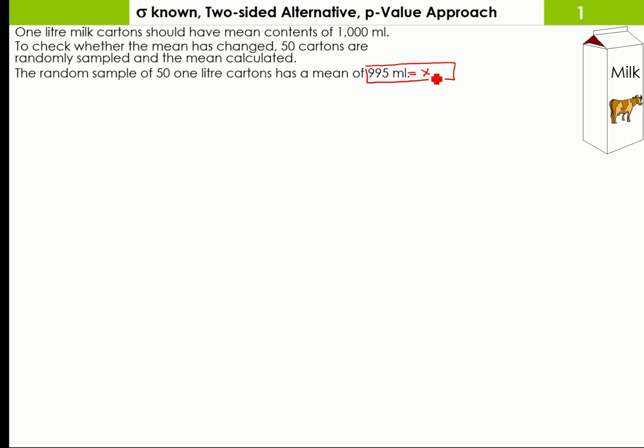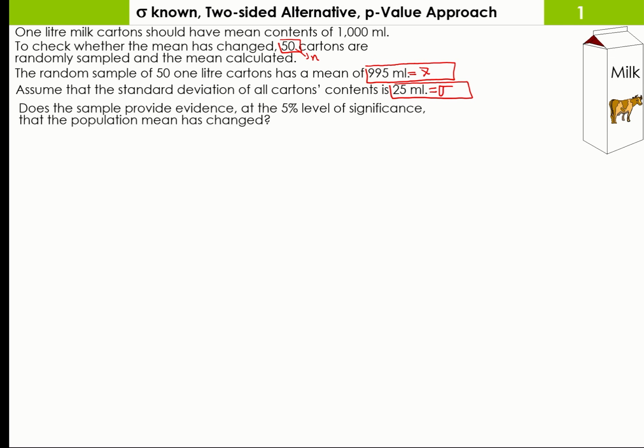Because it is the mean of the sample, we denote it by x bar, and this 50 is our sample size here. Assume that the standard deviation of all cartons content is 25 milliliters. Since it is the standard deviation of all cartons, so it is the standard deviation of the population, and we denote it by sigma. Now we are going to see whether the sample provides evidence at 5% level of significance that the population mean has changed or not.